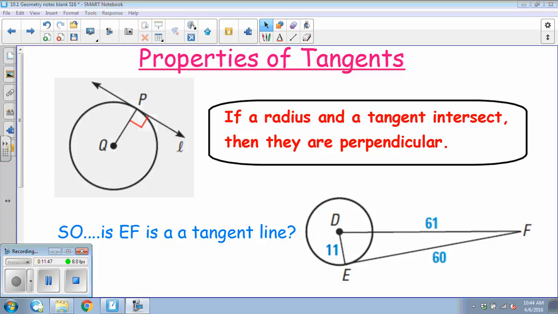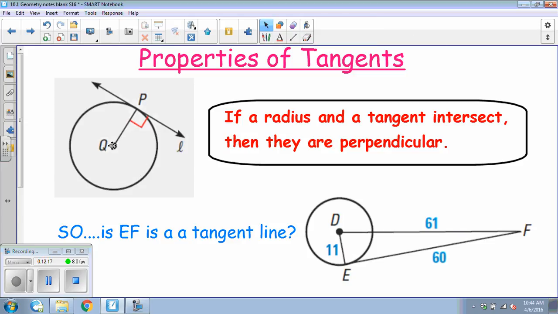Remember, radius goes from the center to the circle. So if they're perpendicular, what kind of angle do they form? A right angle. A 90-degree angle. So if a radius and a tangent line intersect, because they intersect right here, then that means they are perpendicular. That means it forms a 90-degree angle. Okay? That's what that property says.